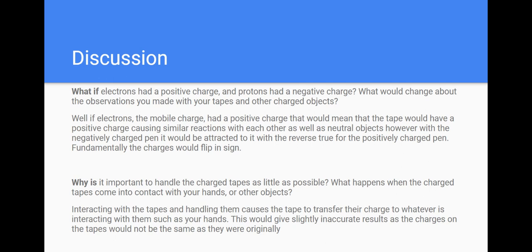And then we have, why is it important to handle the charged tapes as little as possible? That helps prevent any interaction with the tapes, as any form of handling would cause the tape to transfer its charge to whatever it's interacting with, such as your hands. This will give slightly inaccurate results, as the charge on the tapes would not be the same as it was originally.